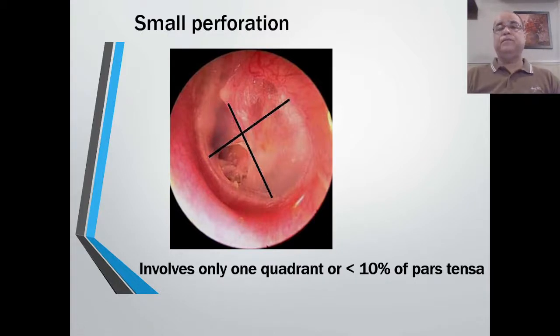Now small perforation, as you can see in this picture, by two imaginary lines, one vertical line through the handle of malleus and another horizontal line through the umbo, we divide the pars tensa into anterosuperior, anteroinferior, posterosuperior and posteroinferior quadrants. And in this picture you can see this is a small central perforation because all around the tympanic membrane is intact and it is confined to one quadrant. So if the perforation involves only one quadrant or is less than 10% of the pars tensa, we call it a small central perforation.